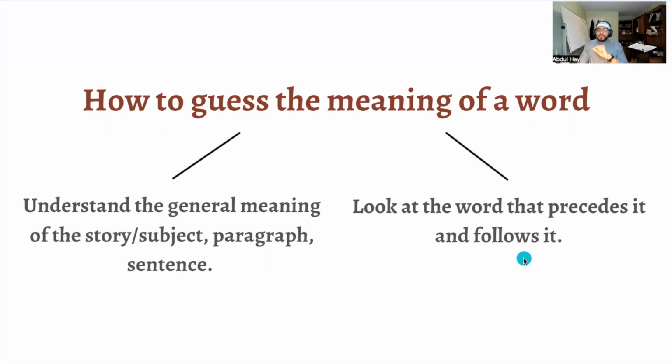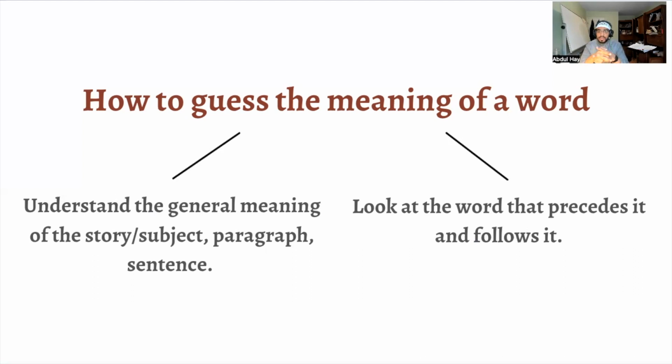Then the second thing I need to do is look at the words that precede it and follow it. So I have a word in the sentence. I don't know the meaning of the word. I'm trying to guess it. I've already understood the general meaning of the story, the subject, the paragraph and the sentence. Now, this word itself, what's the word that comes before it and what's the word that comes after it? If the word that comes before it is a verb, then I know, for an Arabic example, that most likely this word is not a verb, because two verbs don't come back to back in the Arabic language.